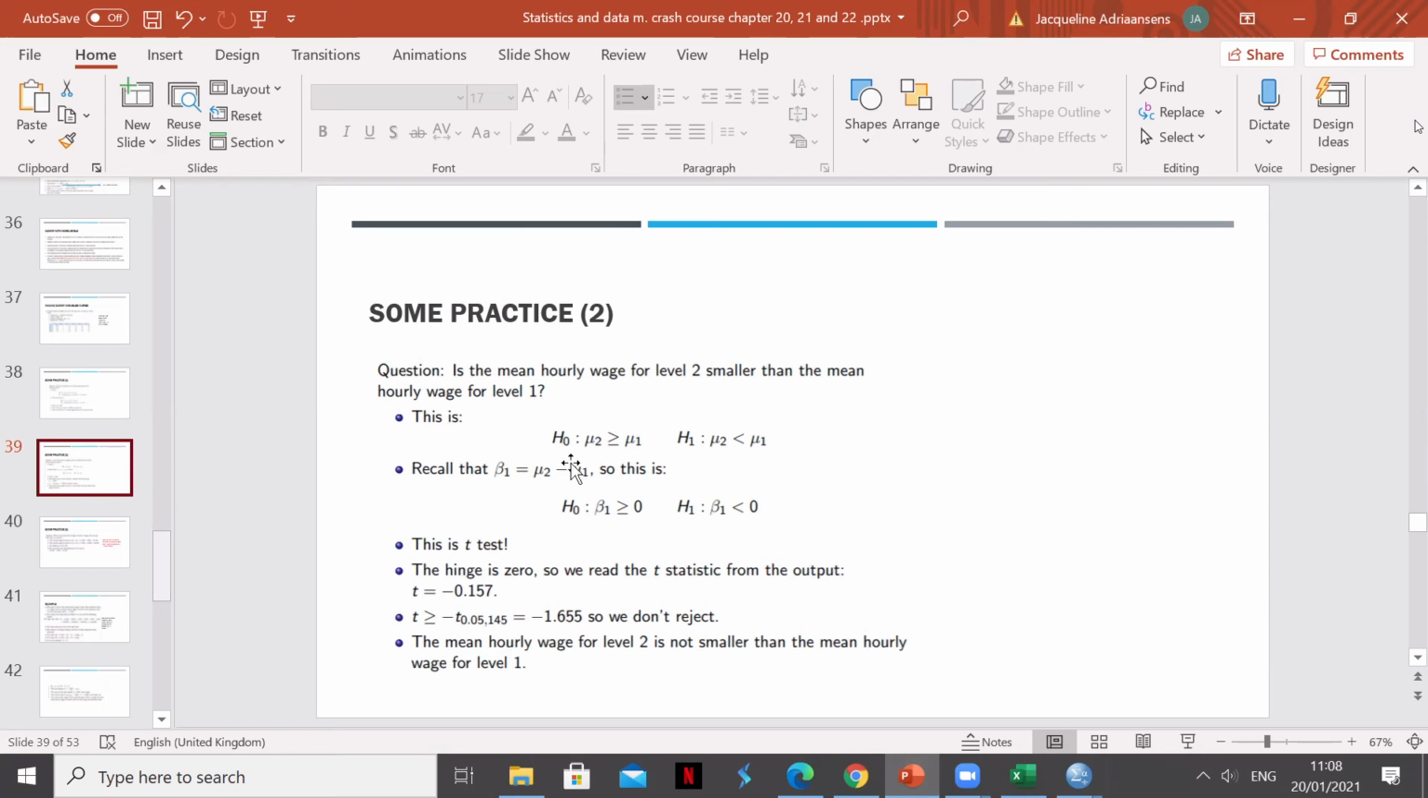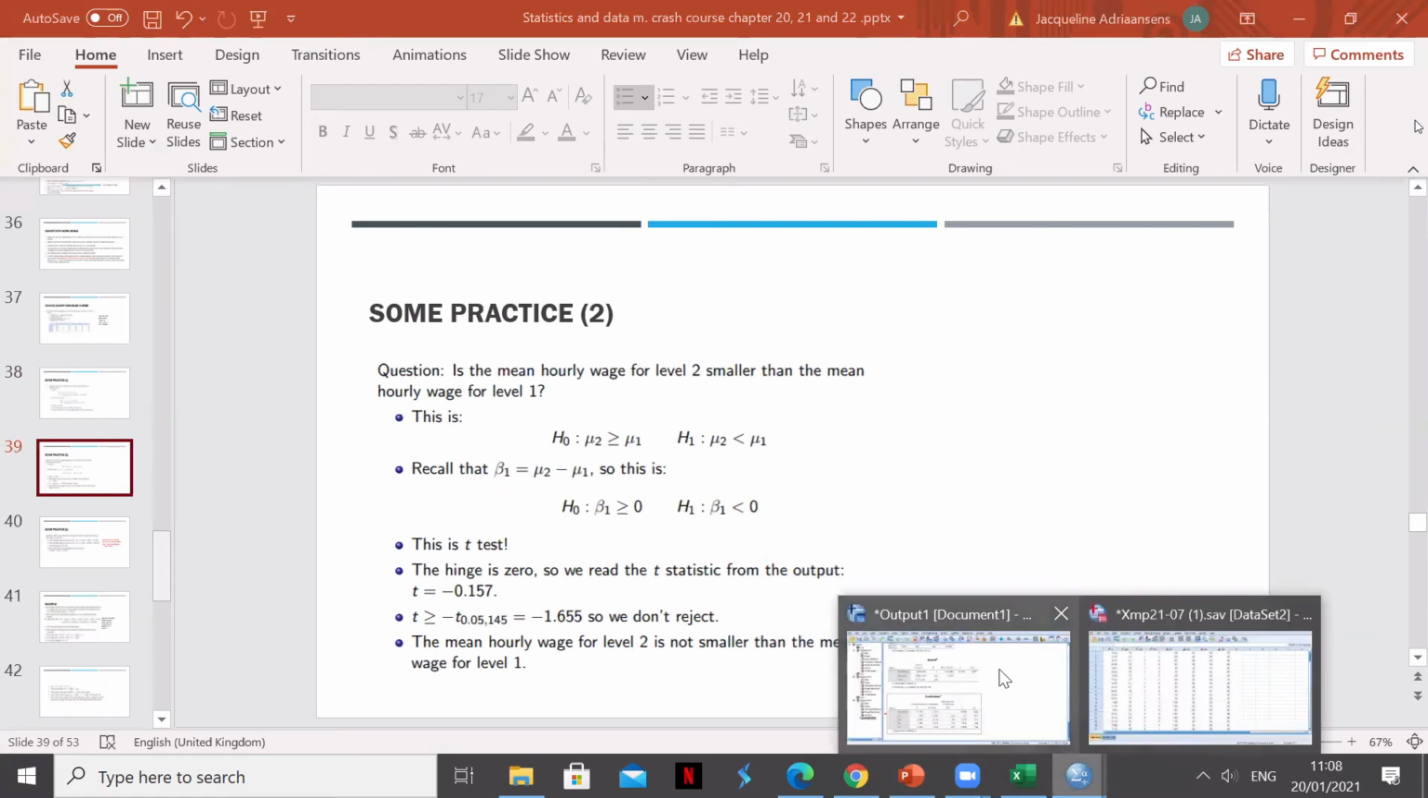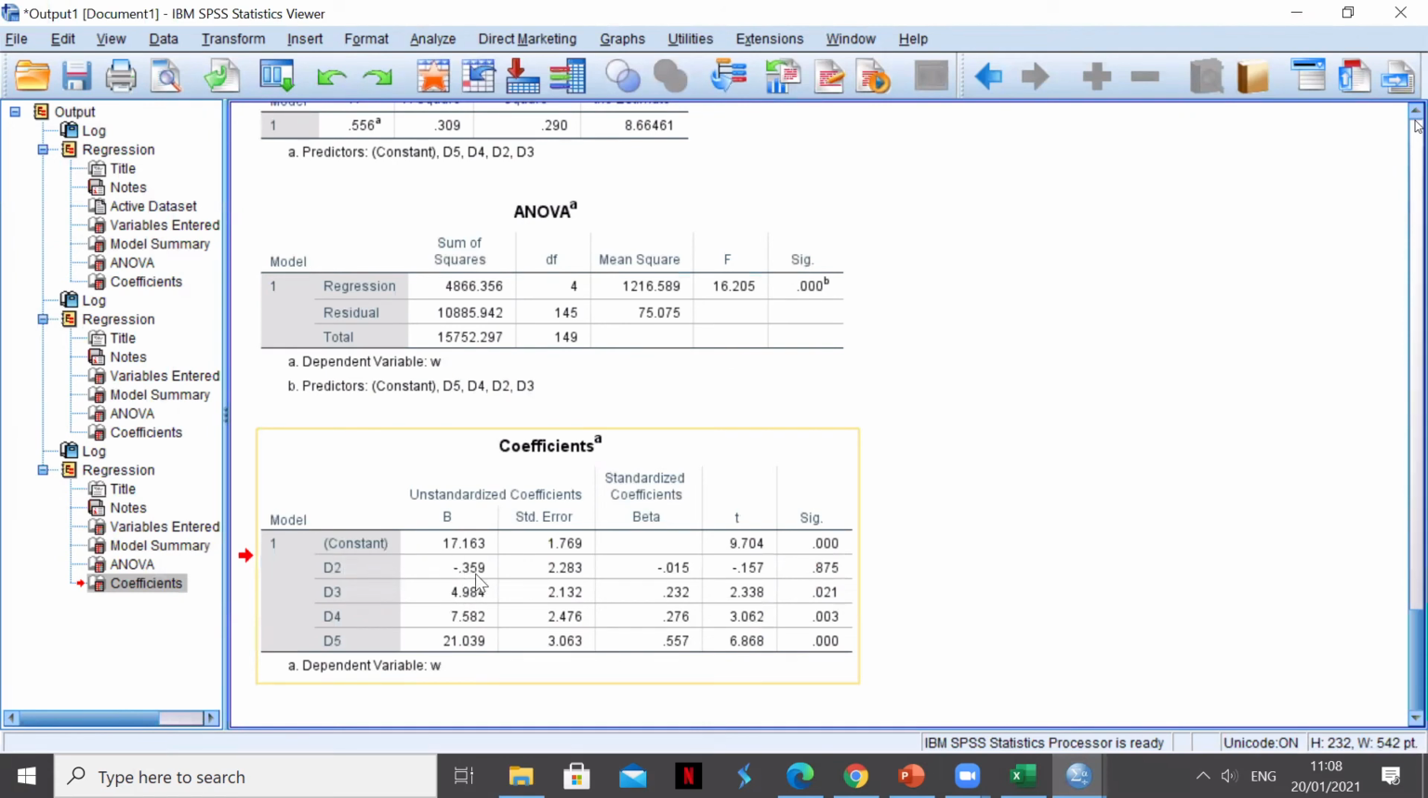And what is this difference? This difference is, of course, beta 1. As I already explained, this is the coefficient, which is B1. Don't confuse it with beta 1. It's B1 to estimate beta 1, of course. And this tells us going from the base level to D2, what's the difference? So this is our B1.